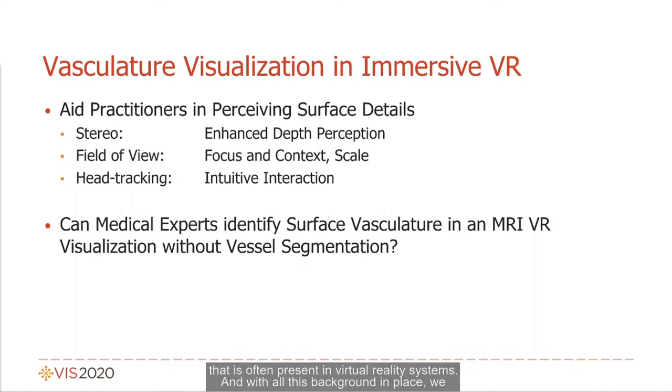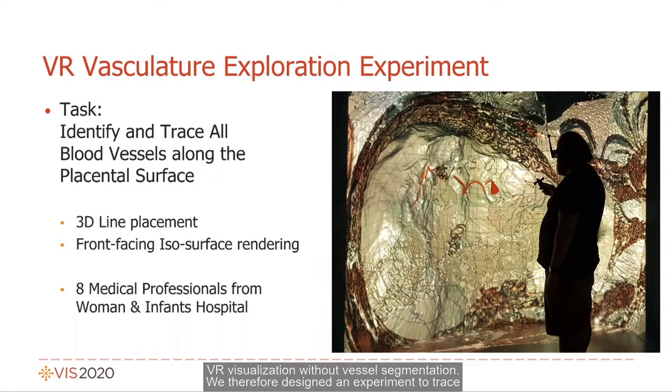And with all this background in place, we could finally ask whether medical experts could identify surface vasculature in an MRI VR visualization without vessel segmentation. We therefore designed an experiment to trace and identify all blood vessels within a given MRI dataset. And for this, we adapted an existing VR volume renderer with line drawing capabilities and used it to display our dataset highly scaled up in front of the participants.